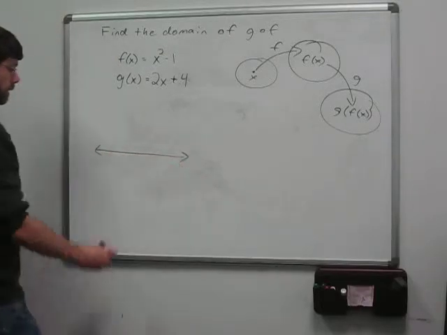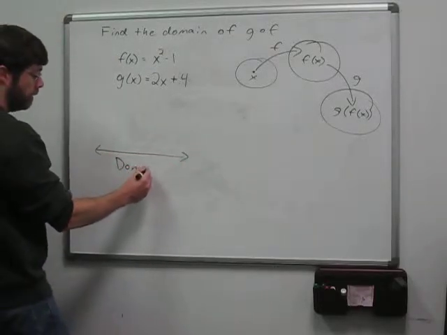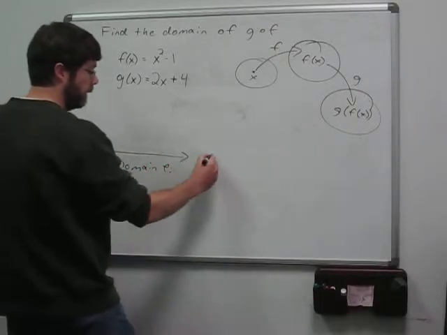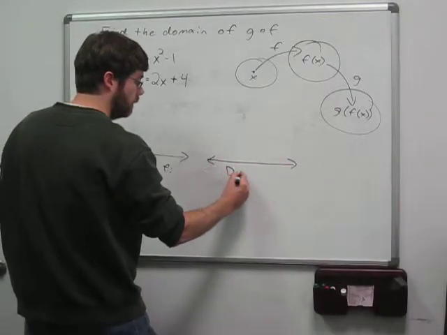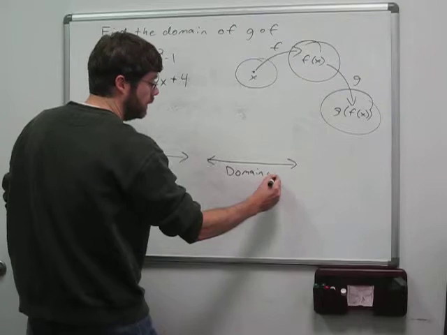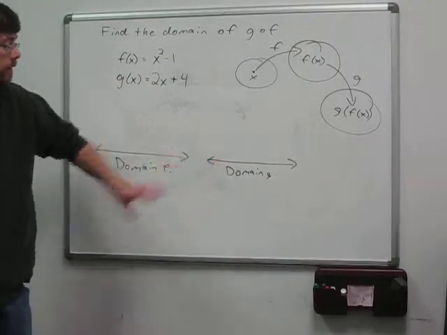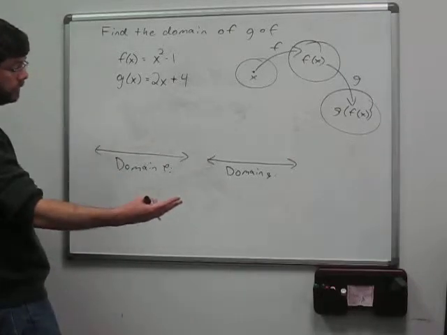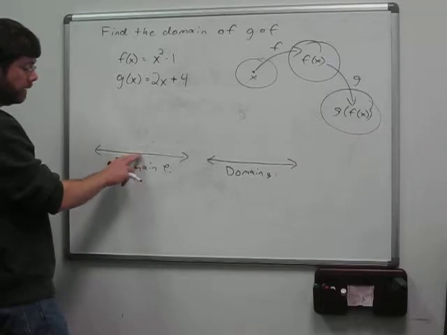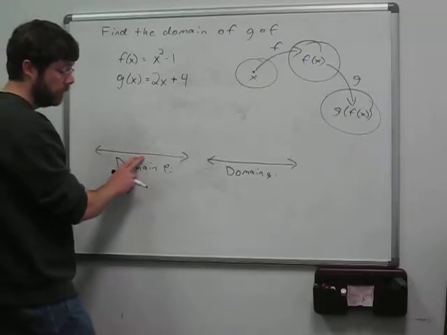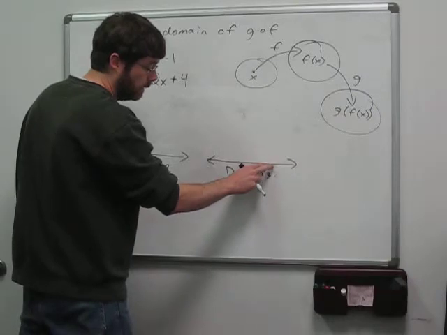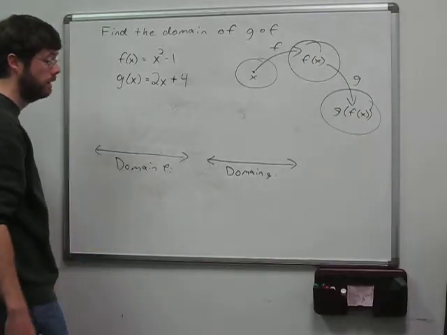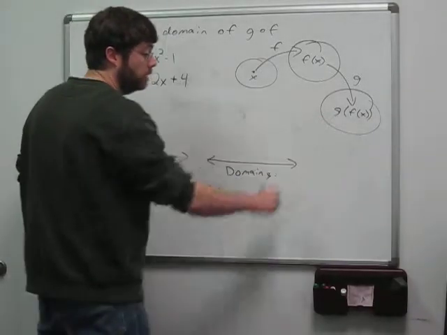I'm going to start by putting down a schematic where I have the domain of f on one number line and the domain of g on another number line. And the exercise is really asking us to find the x values here whose image lands in the domain of g here, right? As long as that happens, then x will be in the domain of g of f.